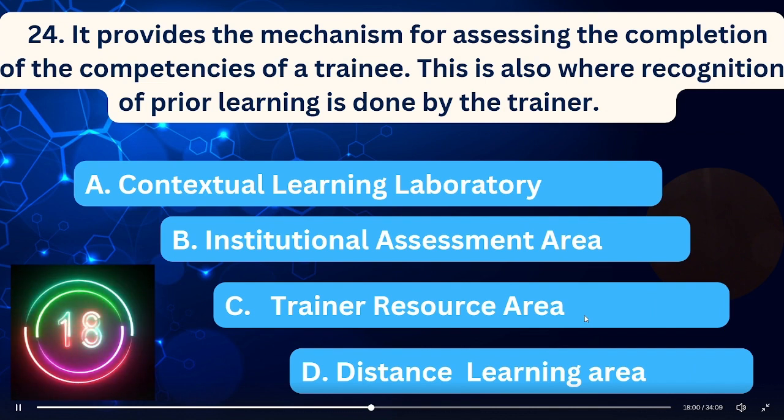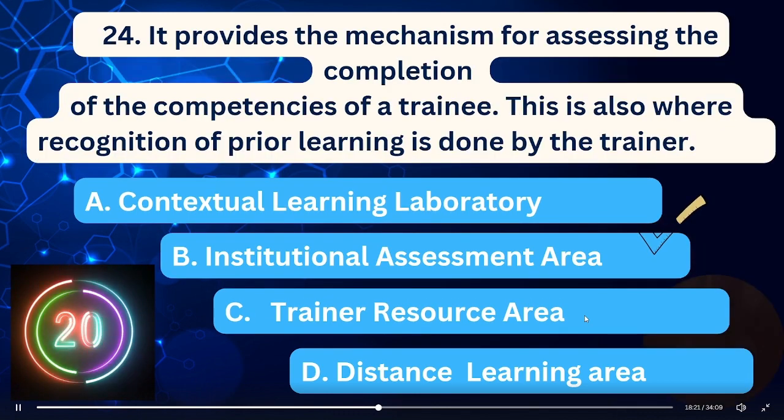Number 24. It provides the mechanism for assessing the completion of the competencies of a trainee. It is also where recognition of prior learning is done by the trainer. A. Contextual Learning Laboratory. B. Institutional Assessment Area. C. Trainer Resource Area. D. Distance Learning Area. The answer is letter B, Institutional Assessment Area, since the institutional assessment area provides the mechanism for assessing the completion of the competencies of a trainee. This is also where recognition of prior learning is done by the trainer.